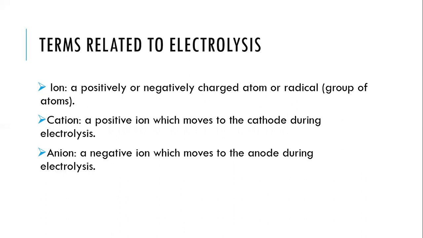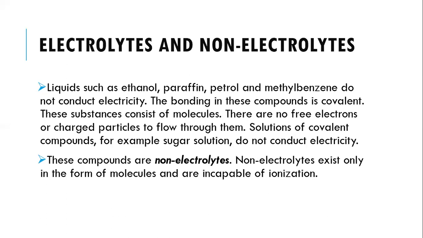Cations, this is a positive ion which moves to the cathode during the electrolysis process. The anion is a negative ion which moves to the anode during the electrolysis process. Let's see electrolytes and the non-electrolytes. We've already seen the definition of electrolytes and the non-electrolytes.